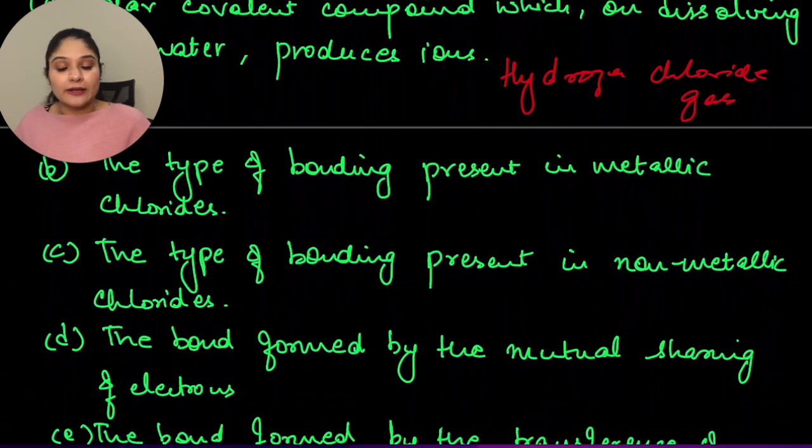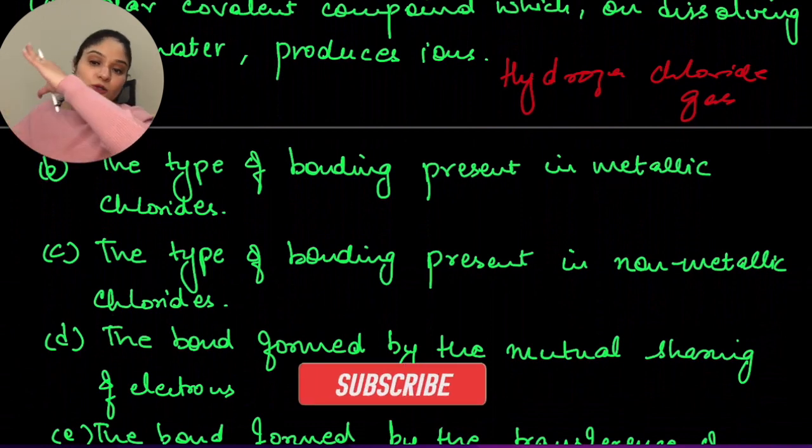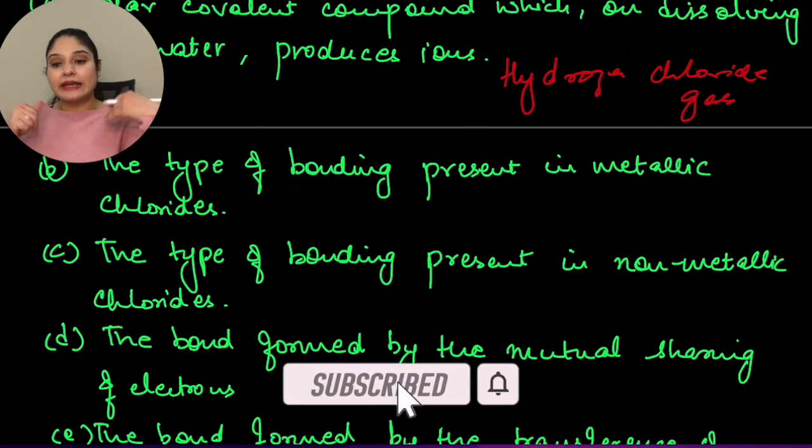The next is the type of bonding present in metallic chlorides. So when you have metallic chloride, metals are in the first or the second group in the periodic table, chlorine is in the last. So majority of them will make ionic bonds, because metal will easily lose one electron and chlorine will easily gain one electron. So this would be ionic bonds.